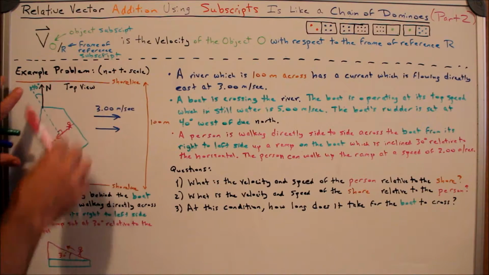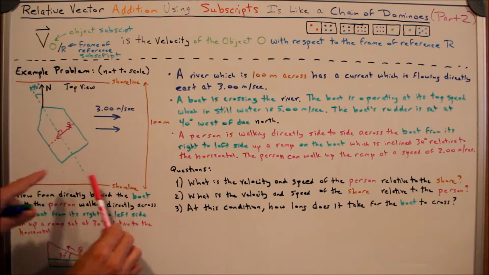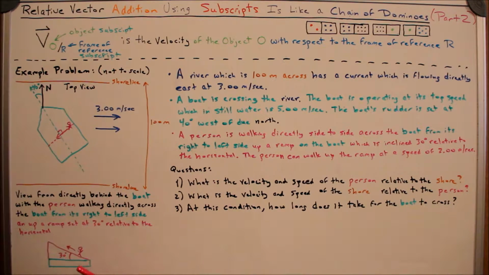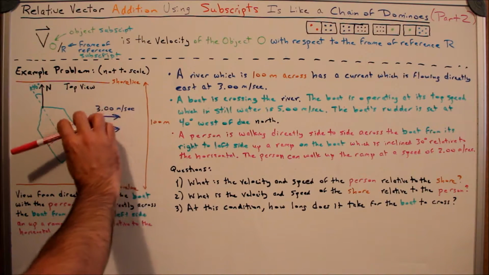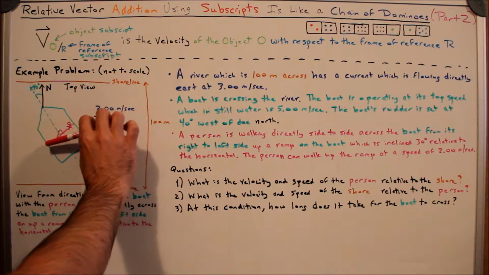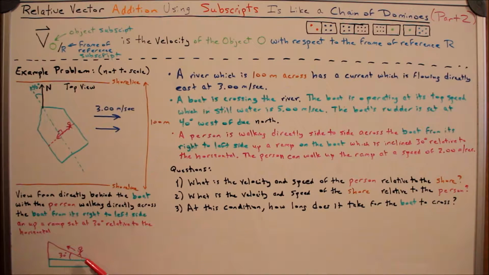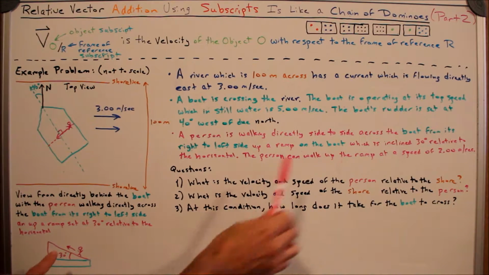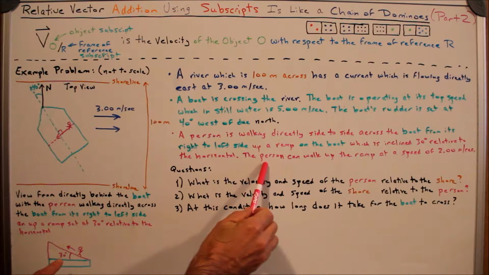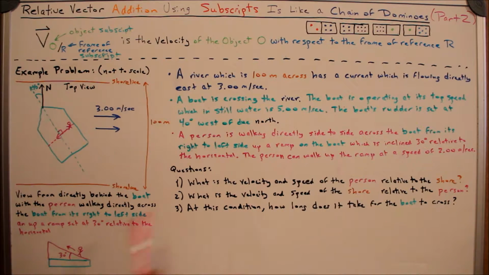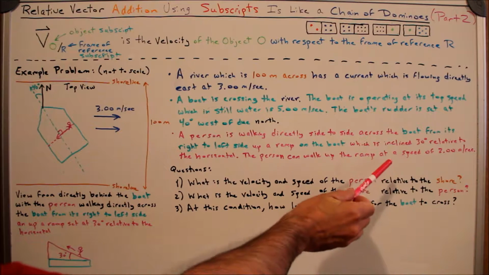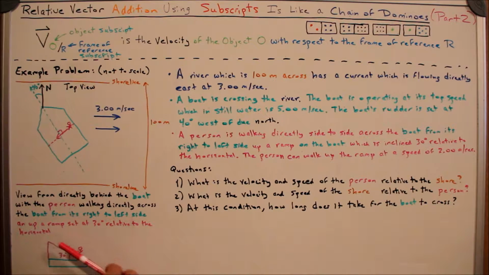So this is the top view of the person on the boat. If I was looking from the back side, this is the view of the back side, here's the surface of the boat. This ramp he's walking from the right to the left side, he's also at the same time walking up this ramp, which is inclined 30 degrees relative to the horizontal. And the person can walk up that ramp at a speed of 2 meters per second.